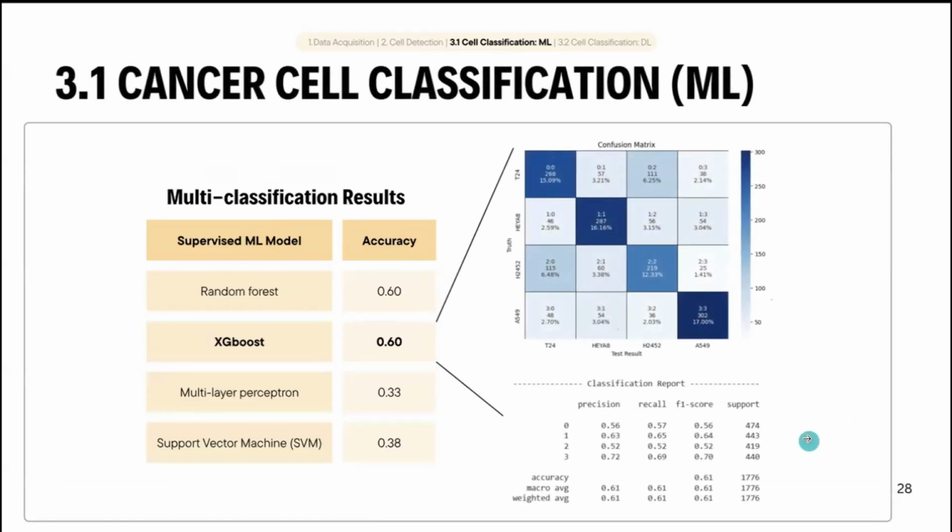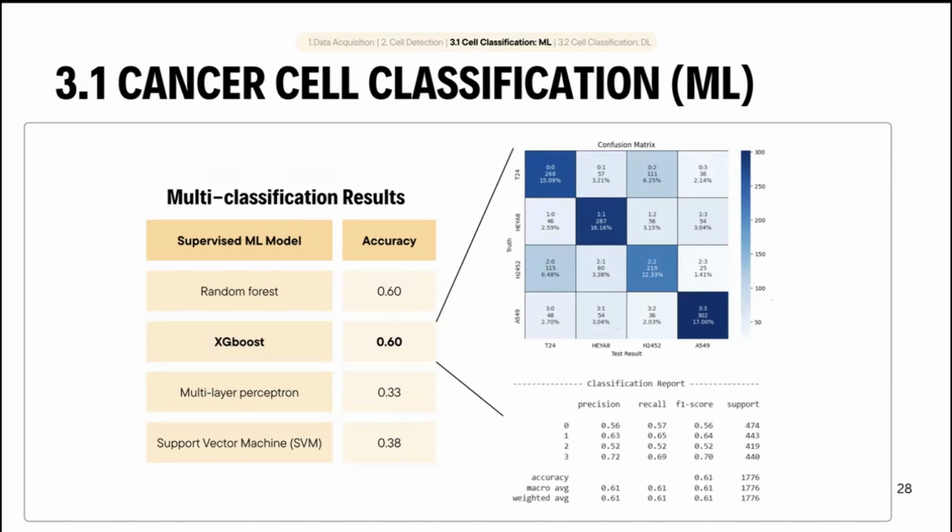And it shows that the accuracy the model achieves is only 60%, and it can increase up to 63%. From the confusion matrix, there are mostly mispredictions on H2452 and T24, meaning that some of the cells share some morphological features. However, the classification report showed that all of the cell lines from the confusion matrix do not reach acceptable accuracy.